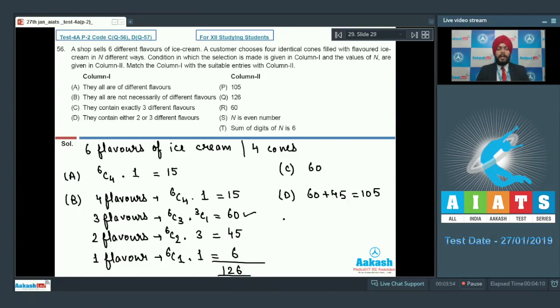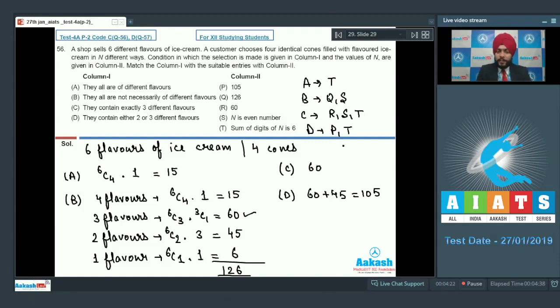Now let us match the entries of column 1 with column 2. A matches with, the answer is 15, so it matches with only T. B matches with, the answer is 126, Q and S. C matches with, the answer is 60, R, S and T. And D matches with P and T. So this is the final matching.